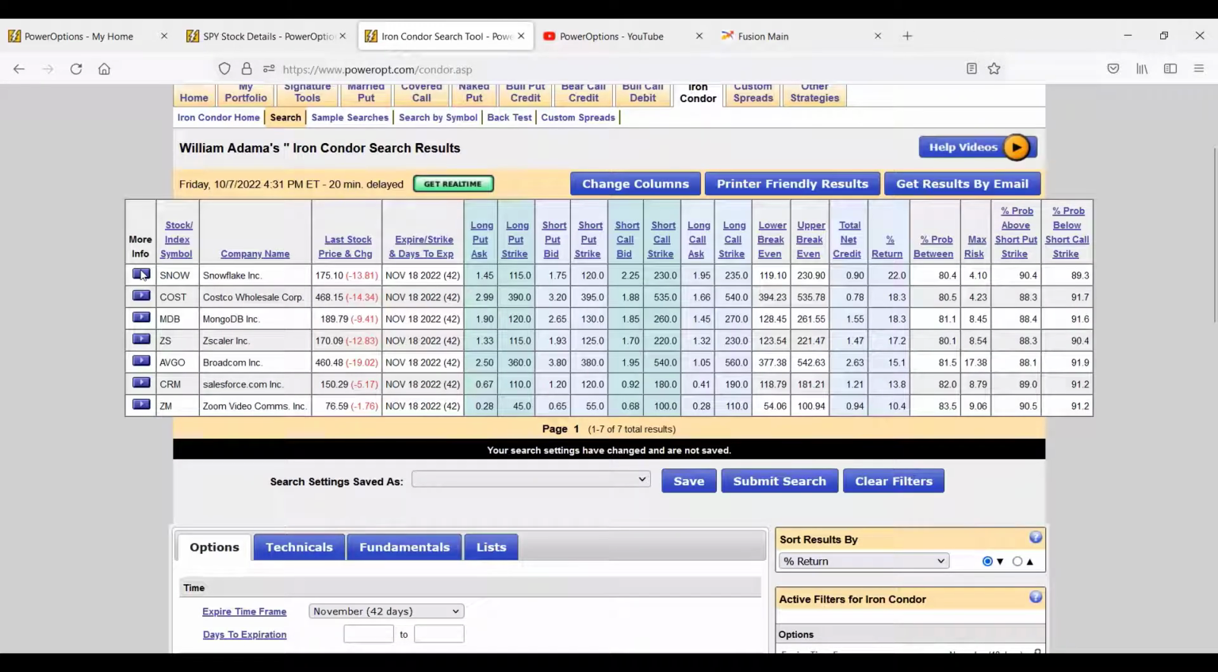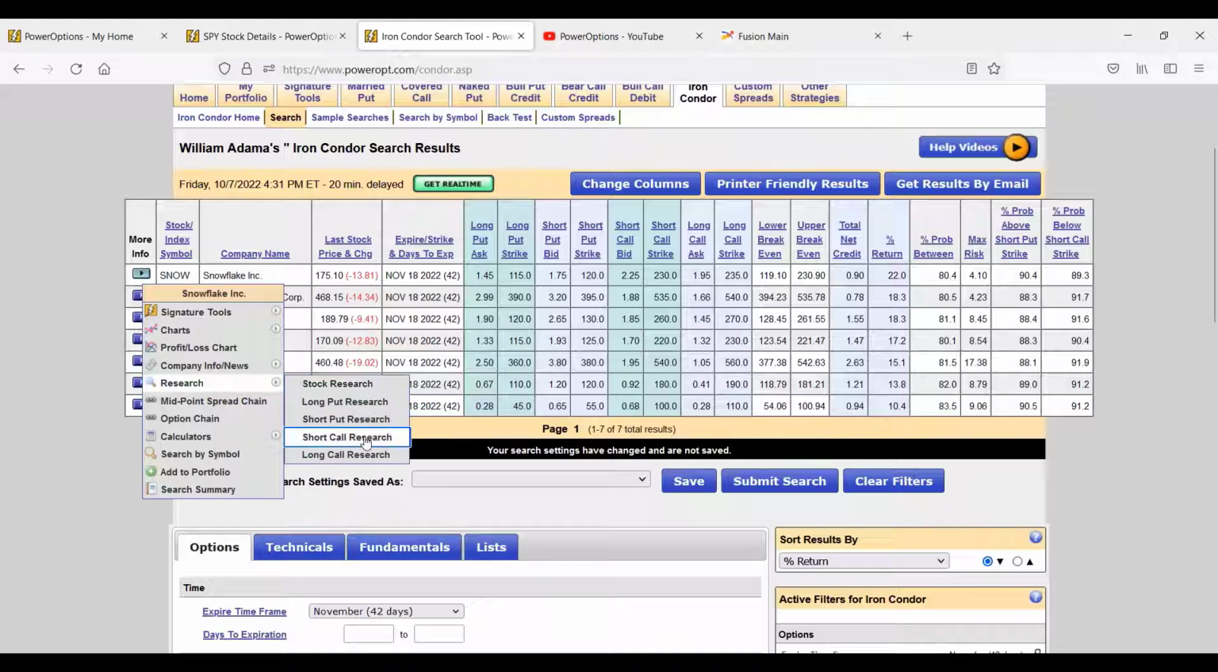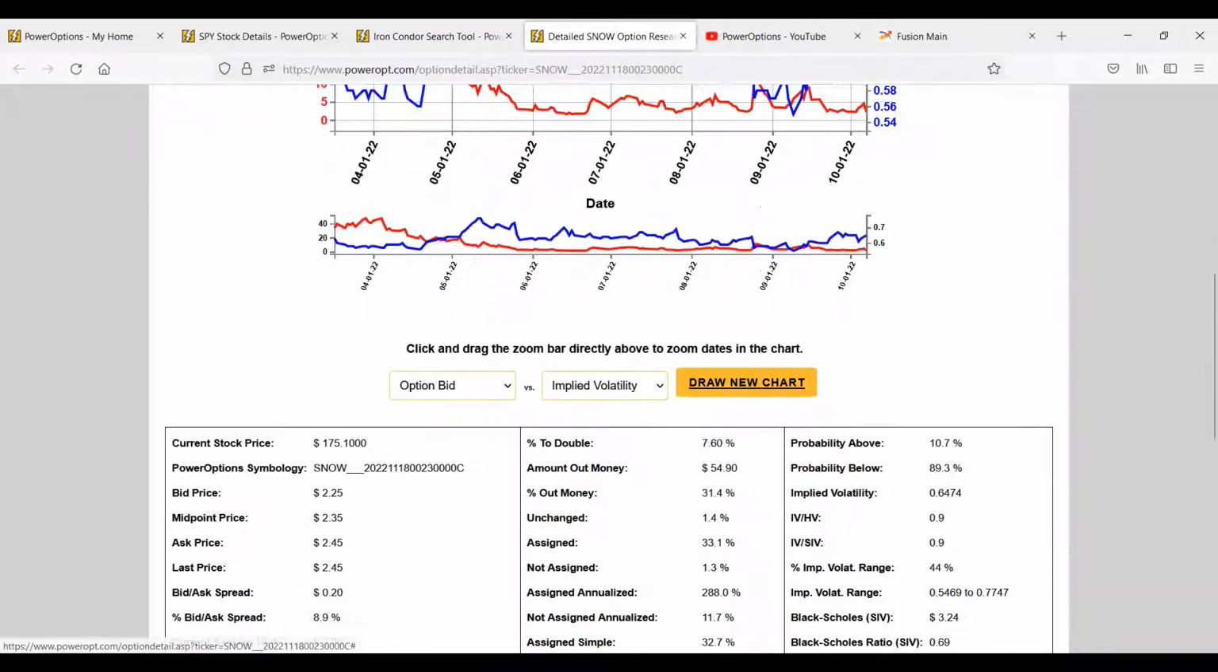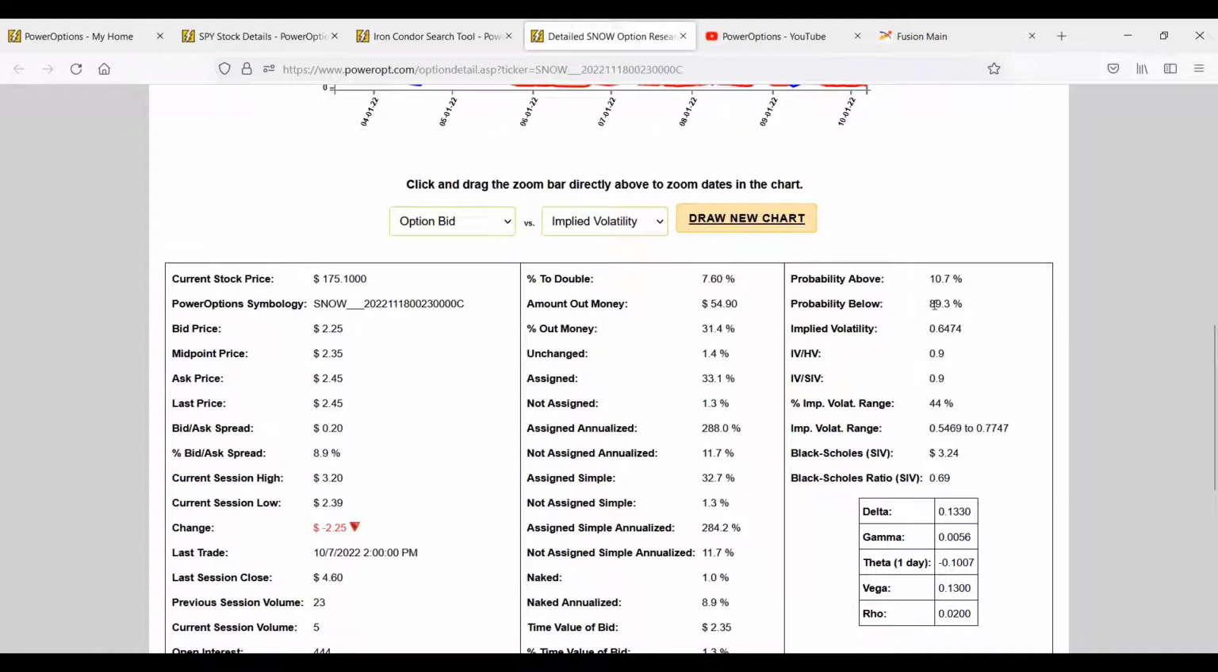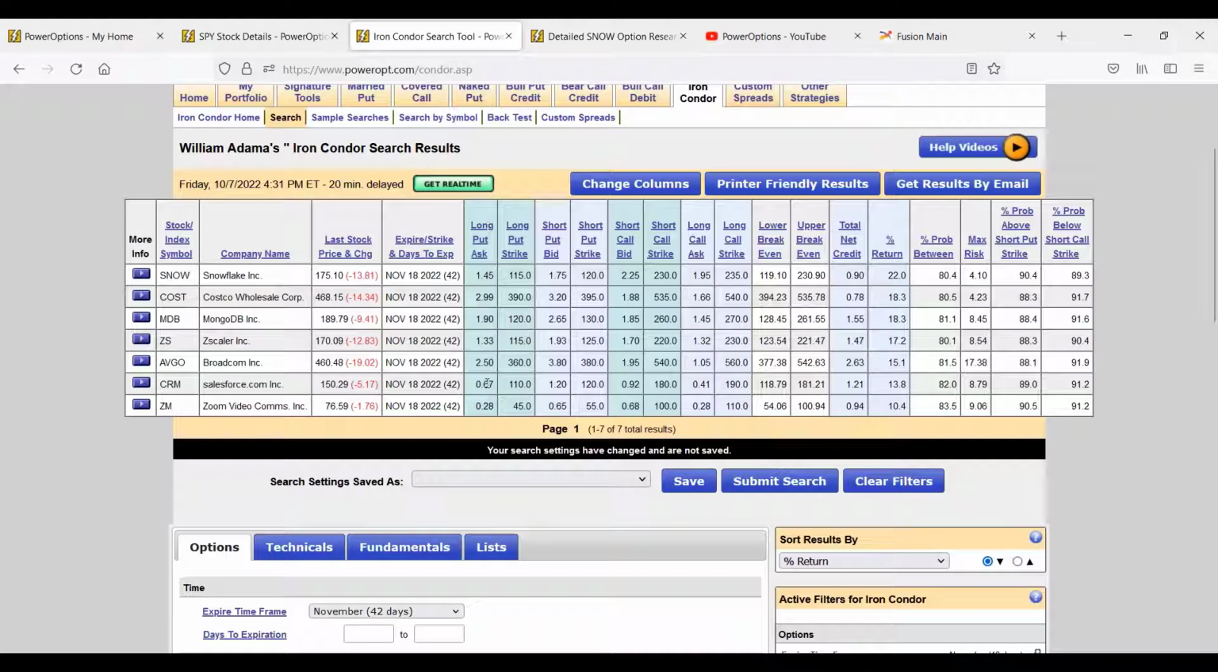Now let's go back and take a look at the short call research tool. 89.3% probability below, that's about close, delta of 0.133. So it's not quite 0.10, but if we were at 90 or 92% probability, that would probably push it in that direction. So you can use that, play around with the probabilities.